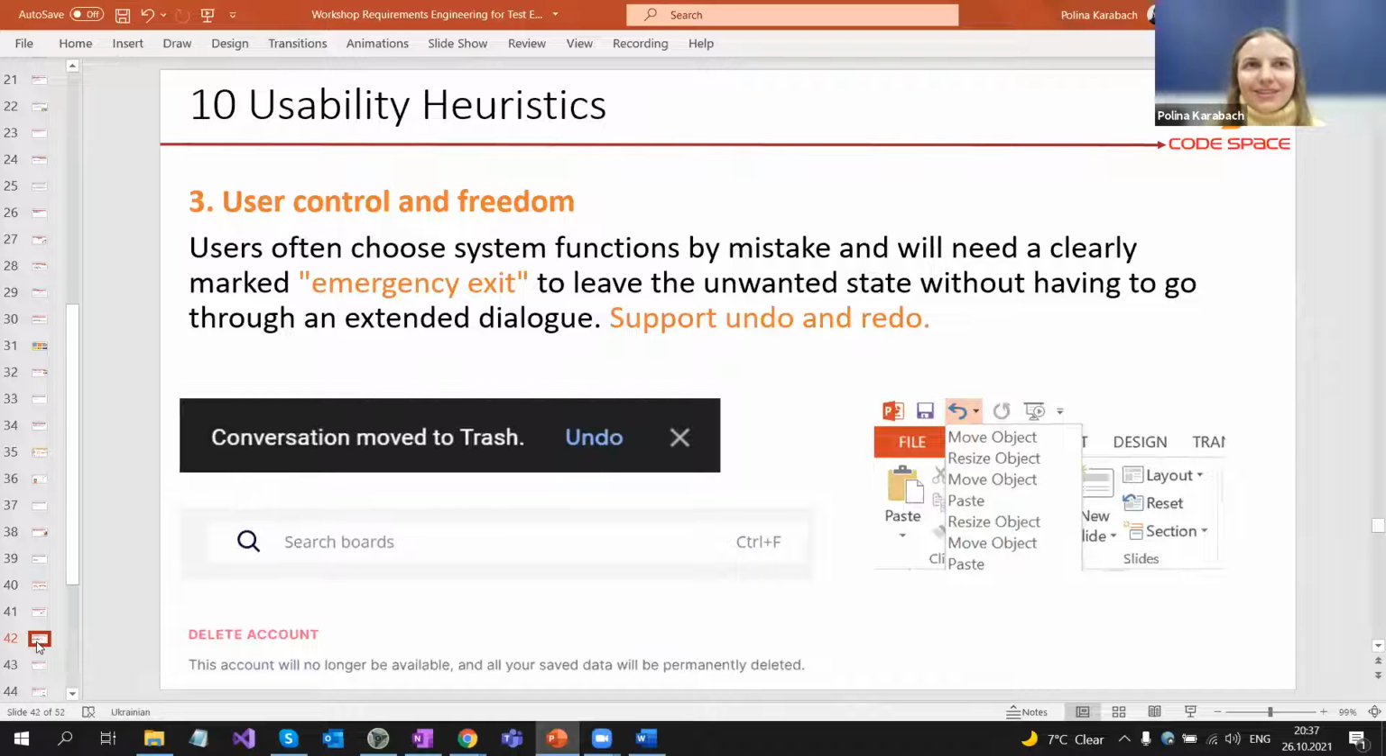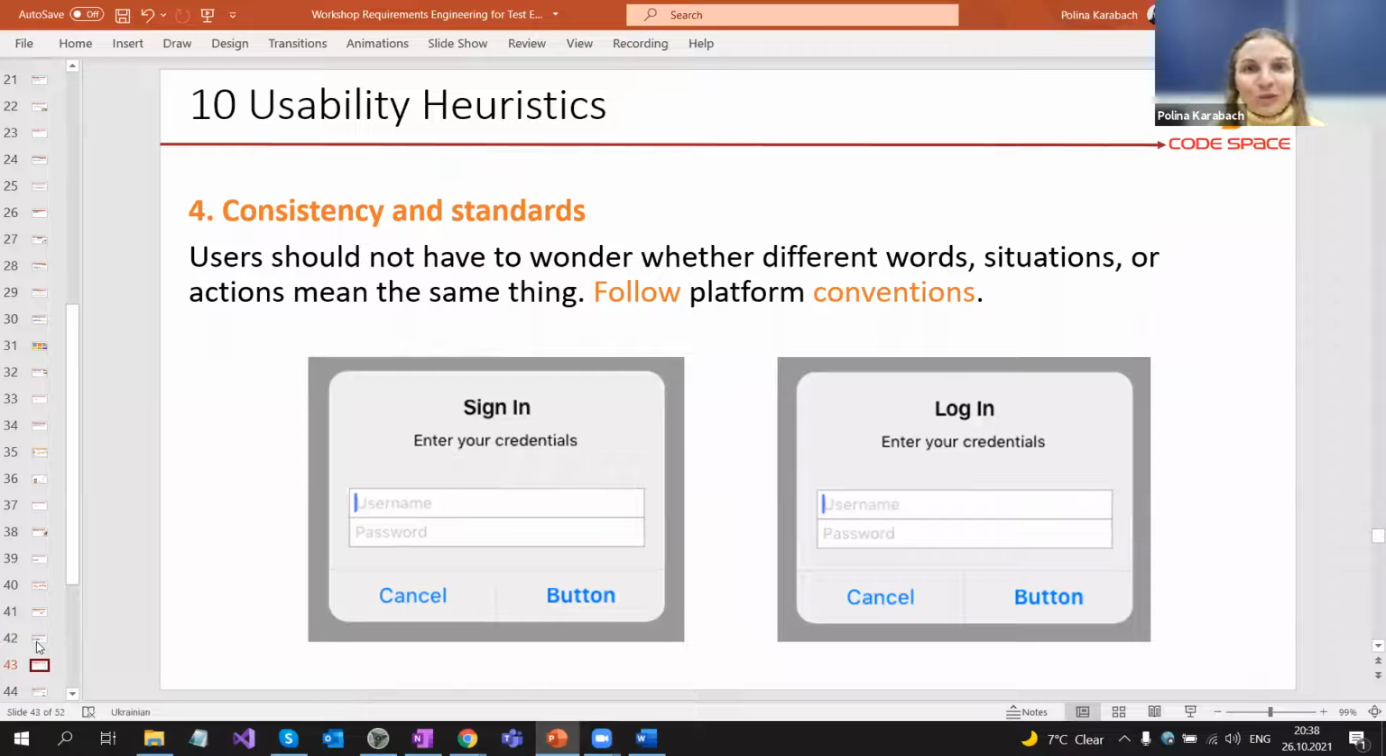User control and freedom. It's always needed that the user has an emergency exit. It should be possible to undo, to cancel, to exit the application, to return to the state the user had if some mistake was made. It's really essential. If it's not available, that can cause a lot of confusion and annoyance for the users. You probably know about that from your experience as well.